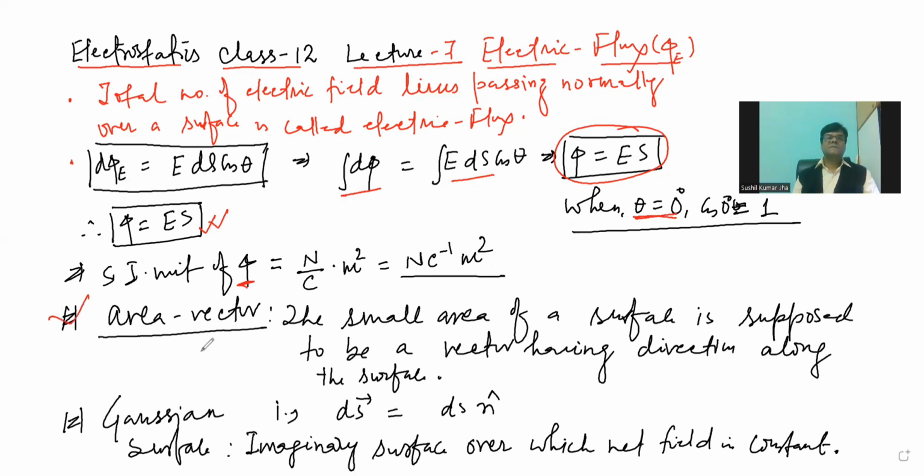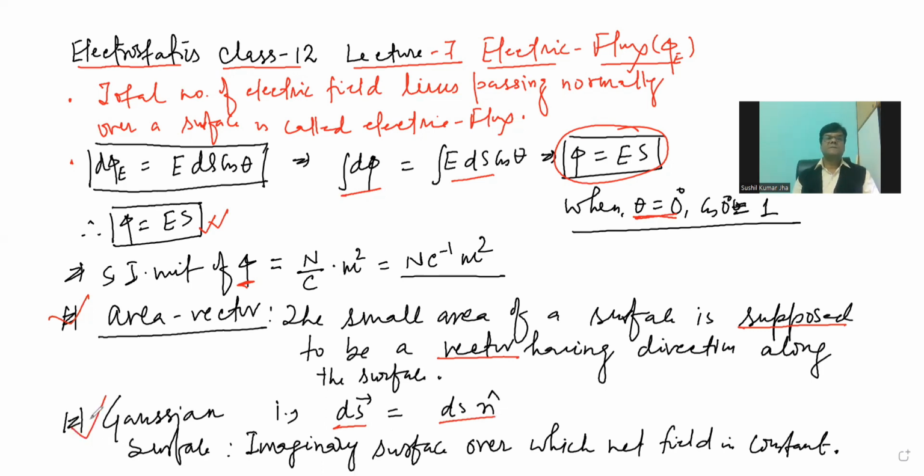Then the second concept is area vector. In general, area is a scalar quantity. But when we take a very small portion of a surface, that is supposed to be a vector; it is a mathematical convenience. It doesn't mean that area becomes a vector quantity. So if ds is a small surface area, then we may write ds into n cap. N cap gives the direction along the surface itself.